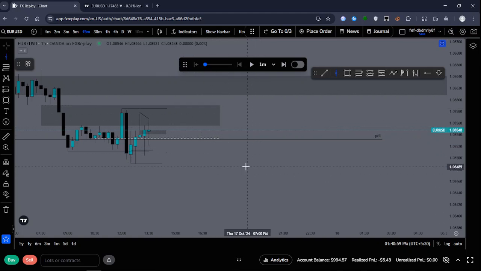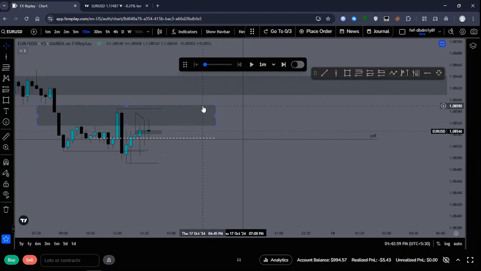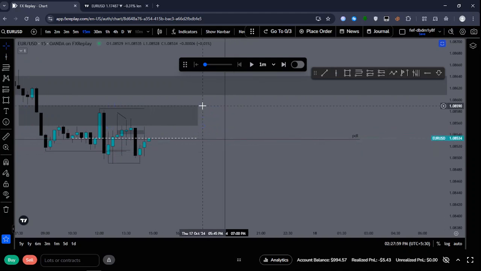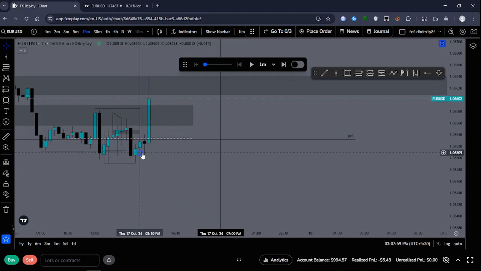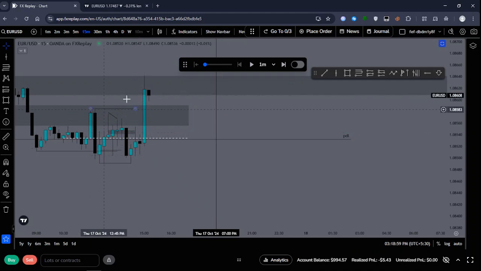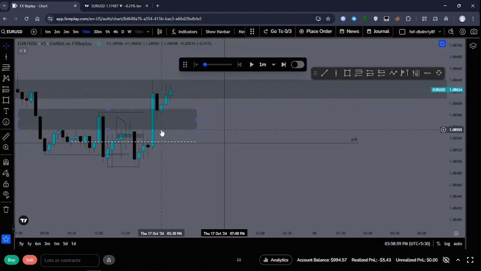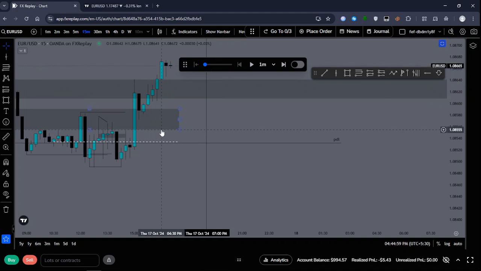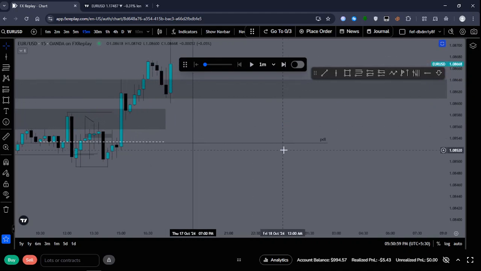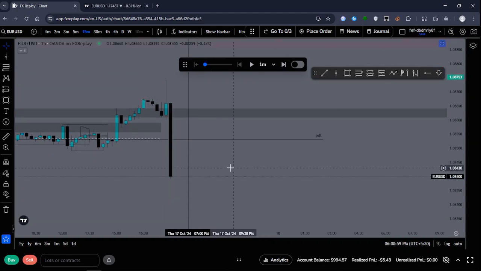So let's see actually. See, this is not good. This is pure chop. It eventually ended up doing what I wanted to see price do, but look, what the heck is that? So that's why I really didn't want to see that. That means I was in the wrong direction going into that. I shouldn't be there. So let's just see what happens.